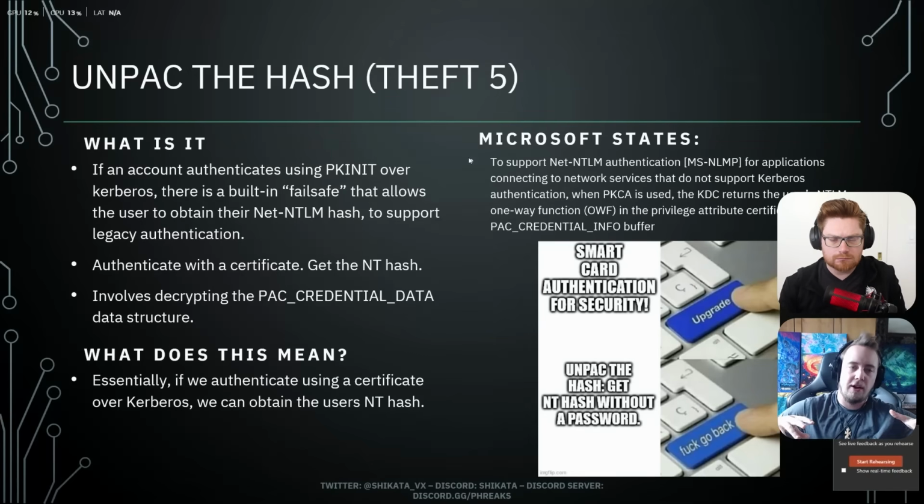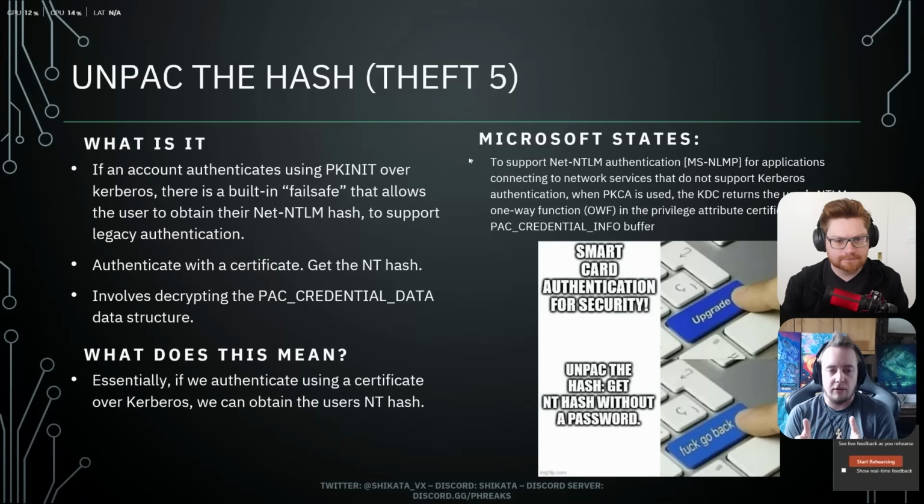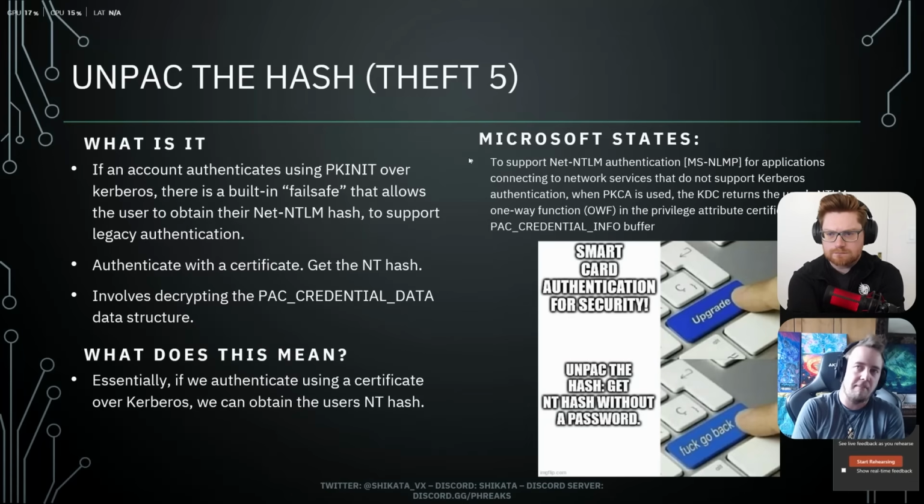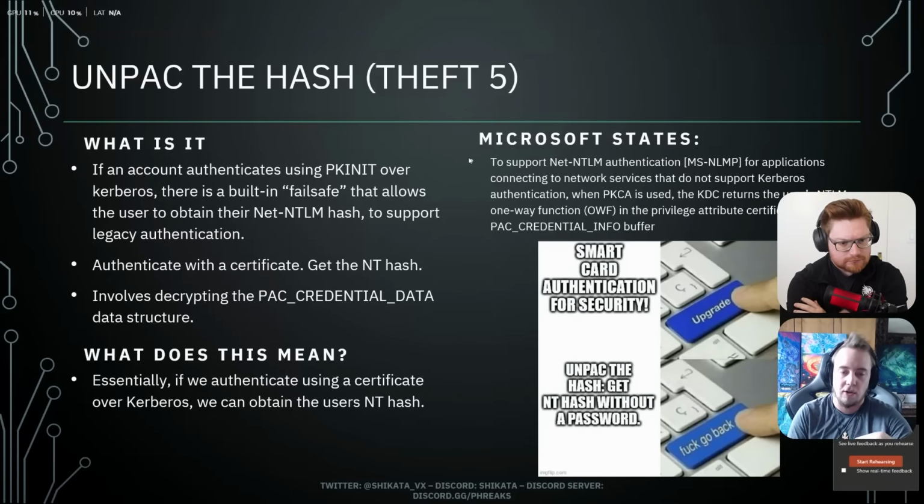So one thing that SpectreOps discovered a few years back was this thing that they called THEFT5, or what's known as UnPAC the hash. Essentially, there's this protocol called Kerberos. It's an authentication protocol. And if you authenticate over Kerberos using PKINIT, so public key, your public private keys, so essentially using a certificate over Kerberos, there's a built-in fail-safe that allows the user to obtain their NetNTLM hash to support legacy authentication. Essentially, if we authenticate over Kerberos and all we have is their certificate, using some methodology that we don't really have time to go into, we can then essentially get the NT hash. And this involves decrypting what's called the PAC credential data structure that we have access to inside of the protocol.